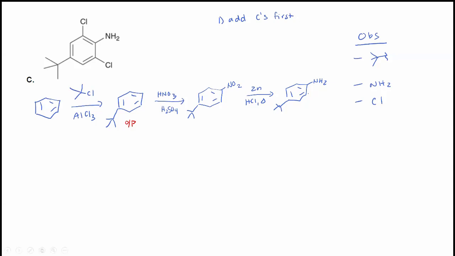The ortho groups are available, and so we can add groups there. And to add 2 ortho groups, we just need an excess of chlorine. And you can add that twice. Right, questions on how we got to that?